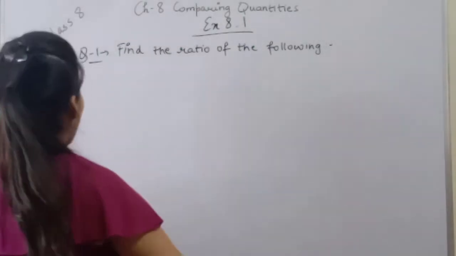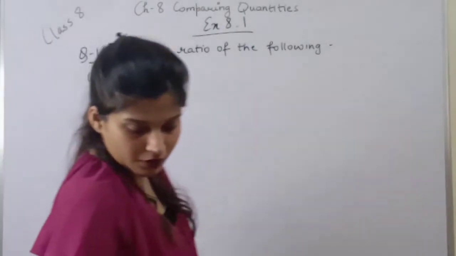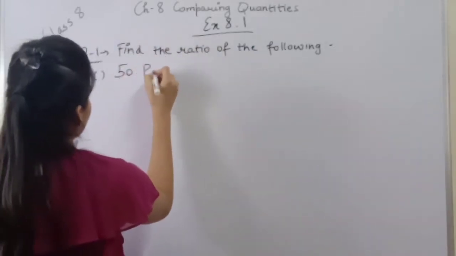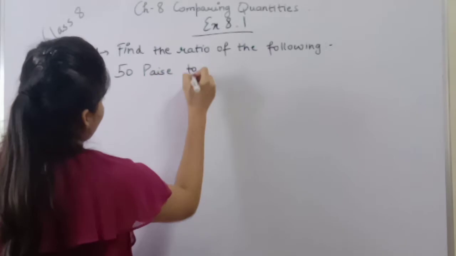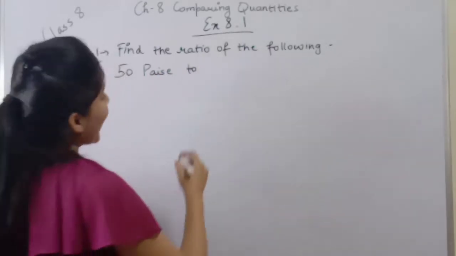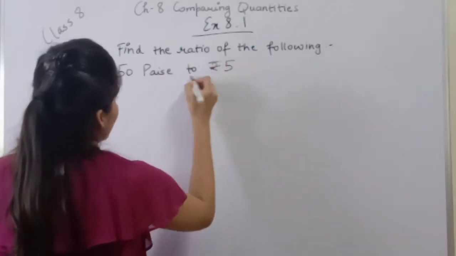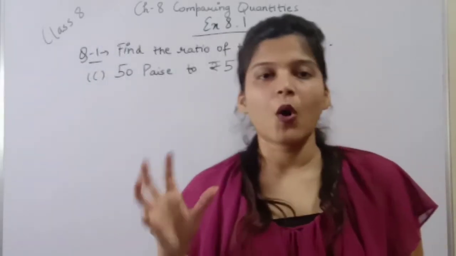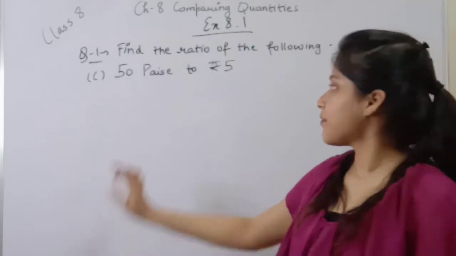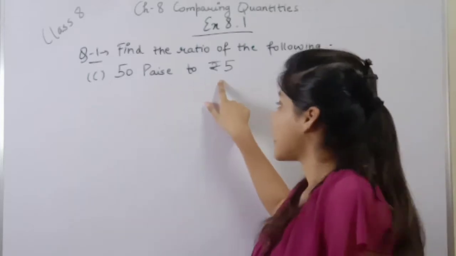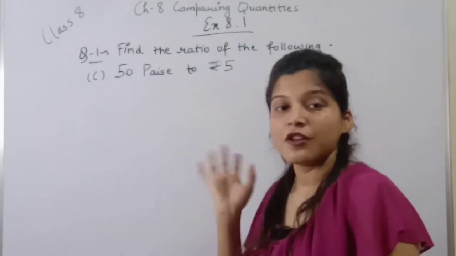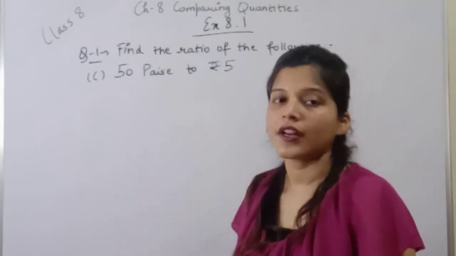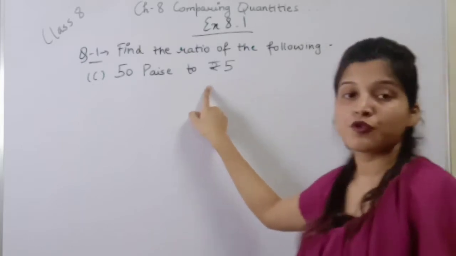Now children, C part is 50 paise to 1 rupee. Sorry, 50 paise to 5 rupees. Now we have to write the ratio of 50 paise to 5 rupees. Again, both the quantities are different. One is in paise and one is in rupees. So we cannot write directly 50 upon 5 or 50 is to 5. We cannot write this ratio. First we have to convert.